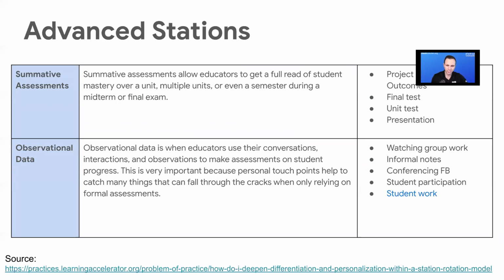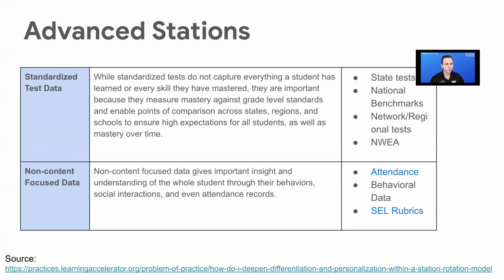If you're working with your PLC or your department, that's more of a long-range thing. You're not changing that on the fly. It might just be, hey, I'm going to do my stations differently next unit based on this information. It could also be some observational data. This is especially good for things that are harder to measure with, say, adaptive software. Having some type of look-for can be helpful, especially for things like how well they work with groups. We'll get a little more into the SEL in a second.